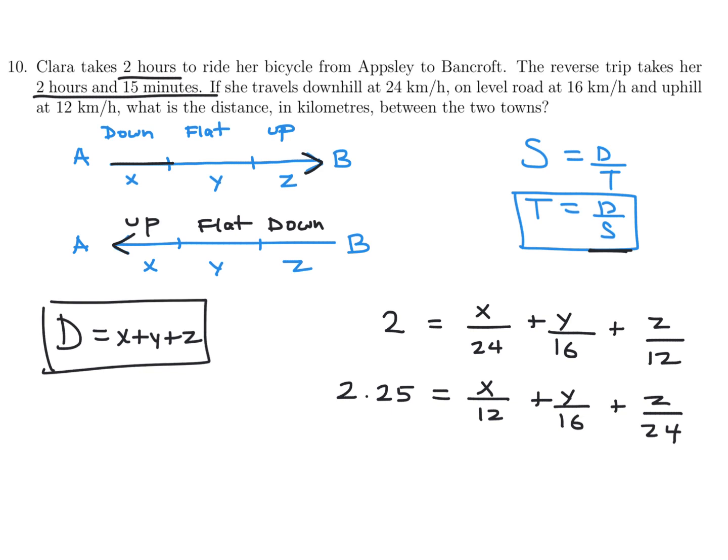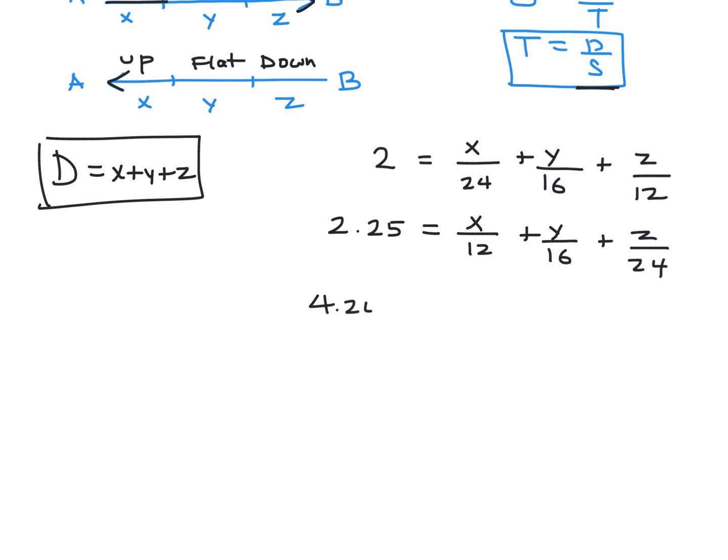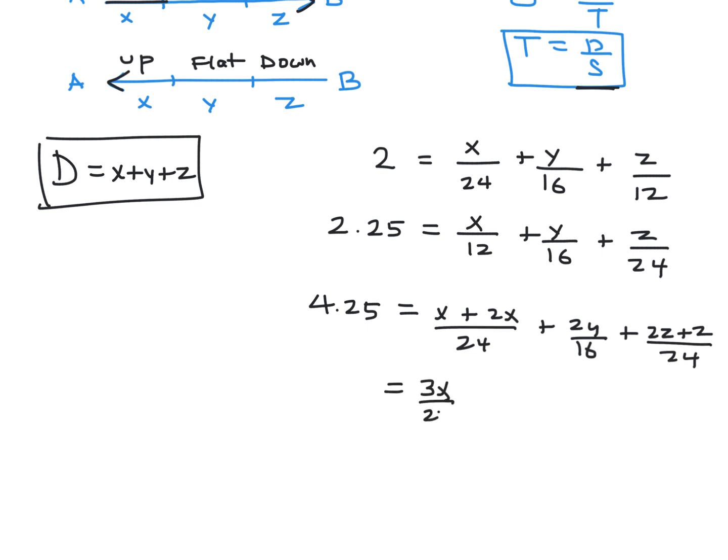And we've got these two equations. All right, let's see here. What do we do? Well, will we add them? If we add them, maybe. If I add them, I get 4.25. And then we get a common denominator. x plus 2x over 24, and 2y over 16, and then 2z plus z over 24. I just made the common denominator. So that's 3x over 24, this is y plus y over 8, plus 3z over 24. So that's x over 8 plus y over 8 plus z over 8.